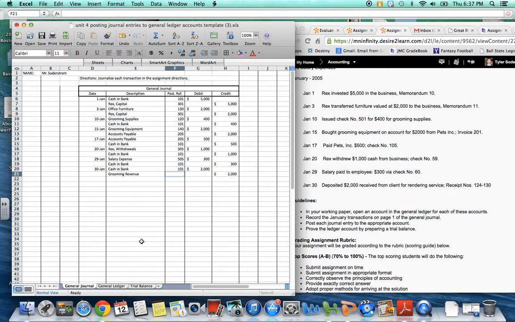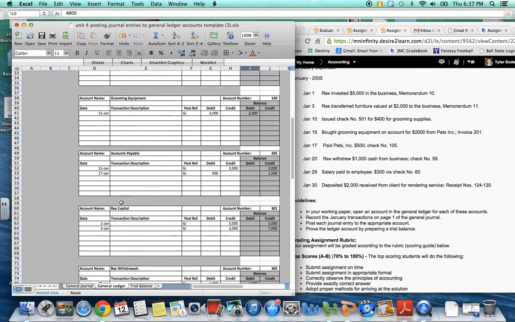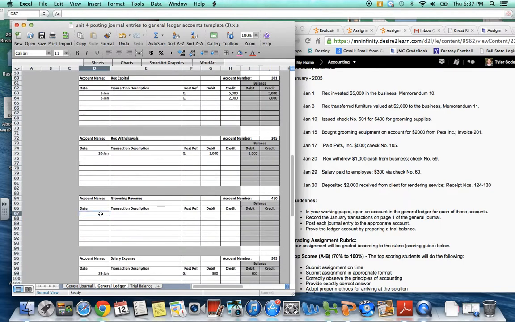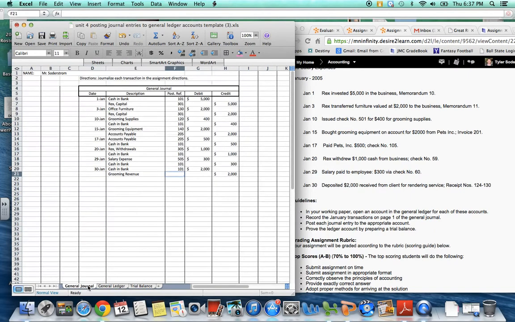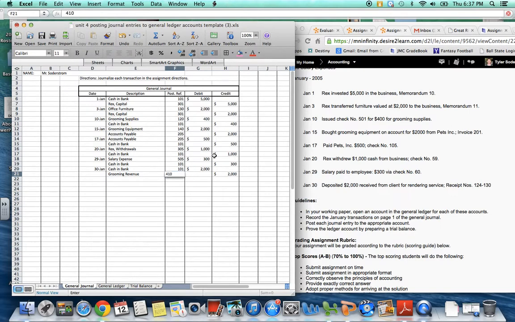And finally, I'm going to post this $2,000 credit to grooming revenue. So that was on January 30th. GJ, $2,000 credit, and my new balance is $2,000. So that's it for my posting. Oh, sorry, I needed to put in that post reference yet. Almost forgot that step. So 410 in my grooming revenue.